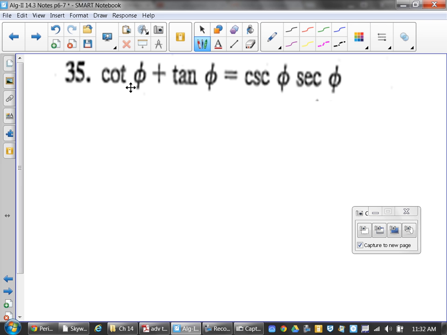Now, when we're dealing with cotangents and tangents, and you wind up with cosecants and secants, somewhere along the line there had to have been cosines and sines. So when I see something like this, I'm only going to work with the left side. I want the left side to look like the right. I'm going to rewrite the left side in terms of sines and cosines. So cotangent, what over what? We have cosine over sine. We okay on that?